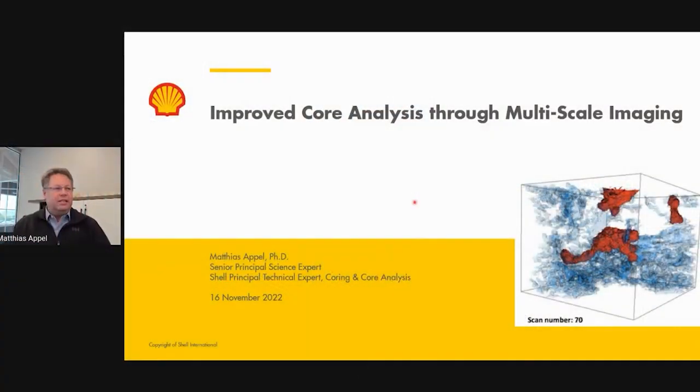So basically, what I would like to show you is what we are doing in Shell on using multiscale imaging to improve our core analysis workflows, to reduce the uncertainties in our measurements, and to basically sometimes even replace measurements which would lead to erroneous results if we follow our standard workflows.